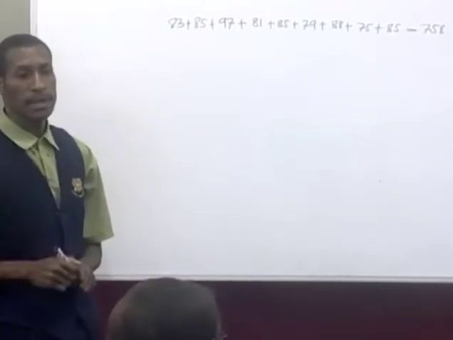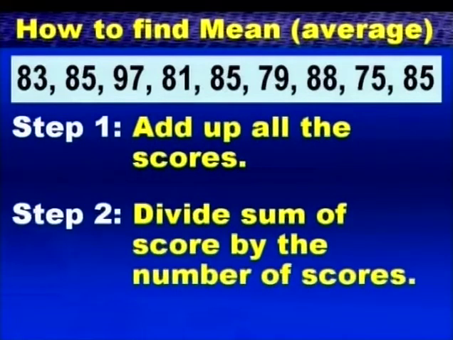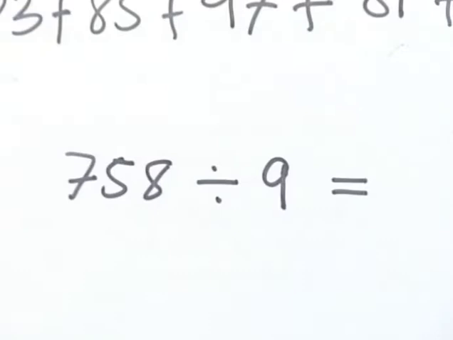Now the next step is step number two. We divide the sum of all these scores by the number of scores. So how many scores are here? Nine. So 758 divided by 9. What is the answer?